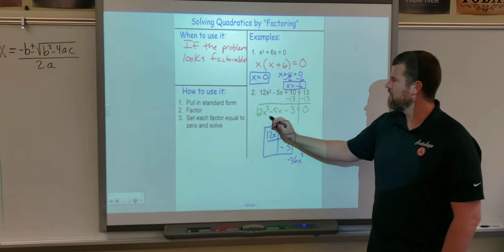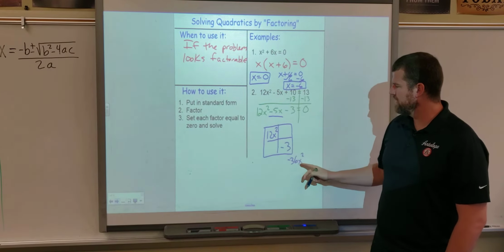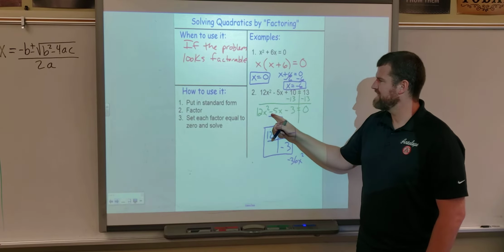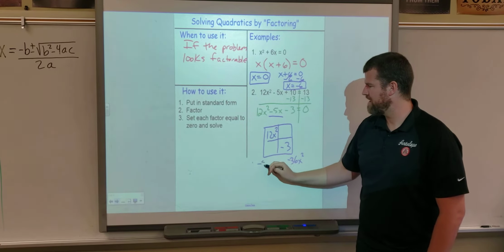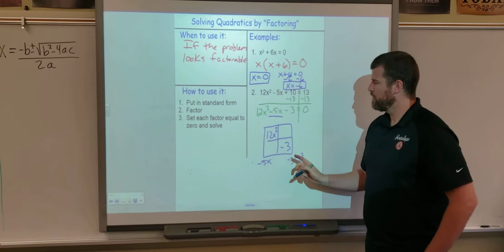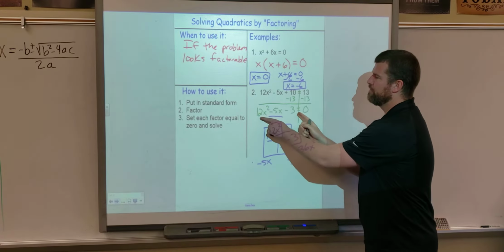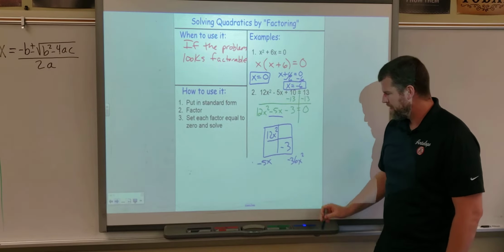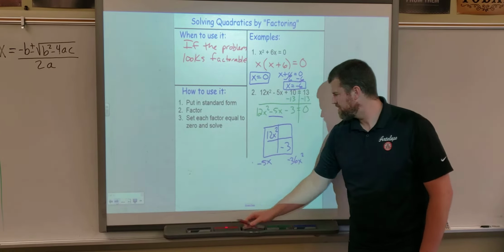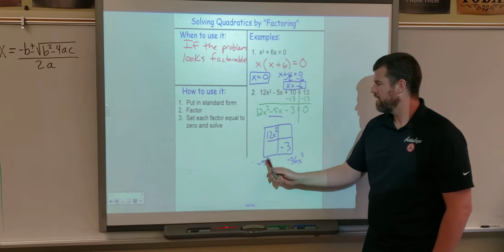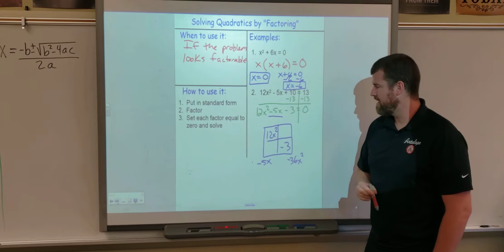And then our unknown boxes not only need to multiply to the negative 36x squared, but they also have to add to a negative 5x. So we always add to the middle, and we multiply to the product of the first times the last, which is negative 36x squared. So now I got to brainstorm. Think of 2 numbers that multiply to negative 36 and then add to negative 5.